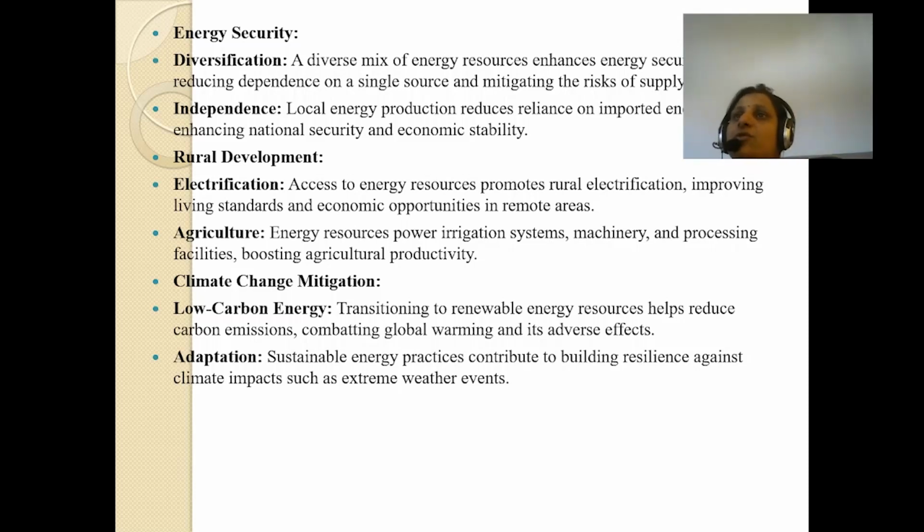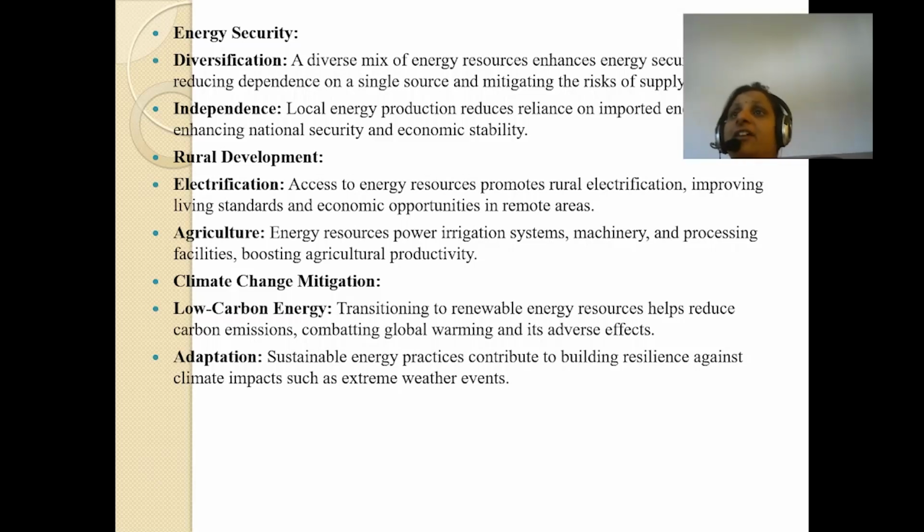Access to energy resources promotes rural electrification, improving living standards and economic opportunities in remote areas. Energy resources obviously promote rural electrification, it improves the living standards of urban and rural areas, and people can have more economic opportunities.